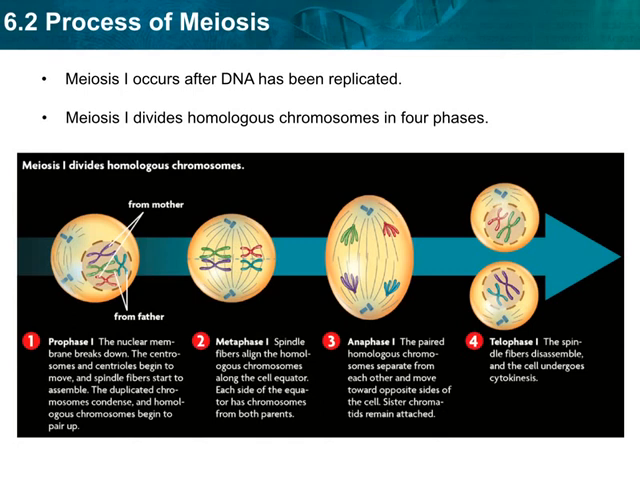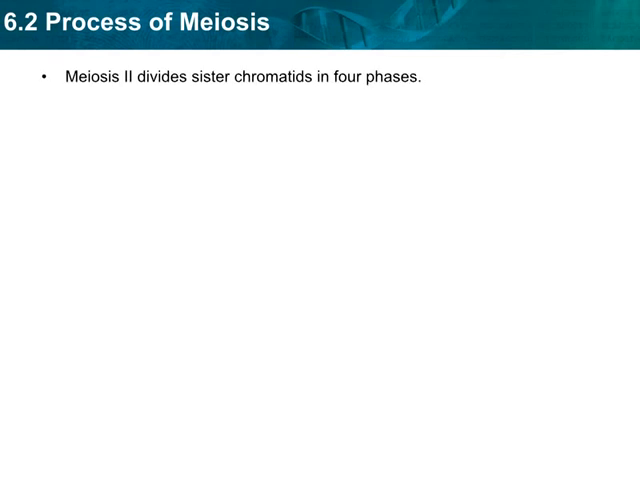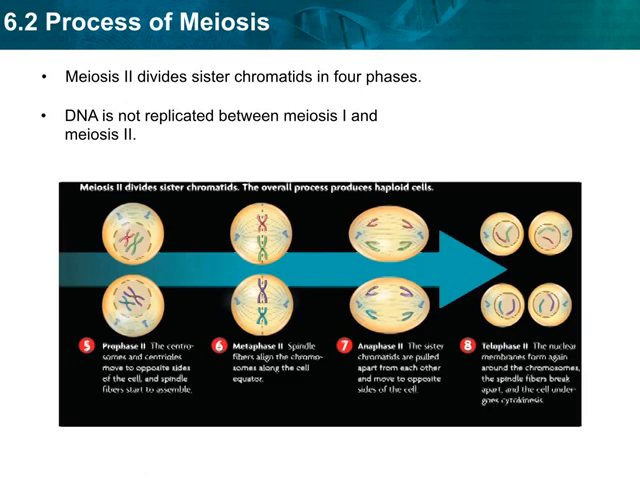This is the part where the reduction in number takes place. We started with 4 chromosomes in each, and now we have 2 in each. Metaphase 2, just very much like mitosis, just divides the sister chromatids into 4 separate cells. Again, the DNA is not replicated, it already has been, so there's no DNA replication that happens in the S phase of the cell cycle.